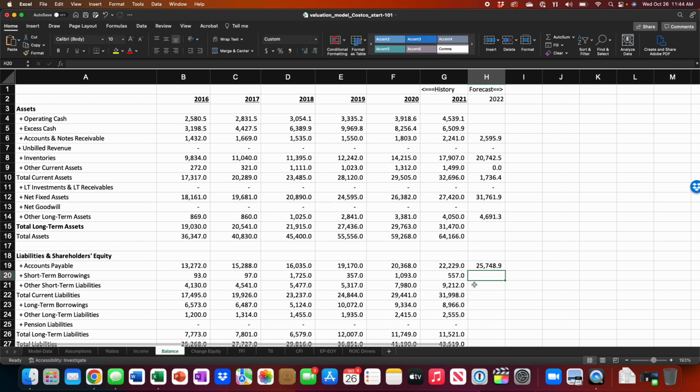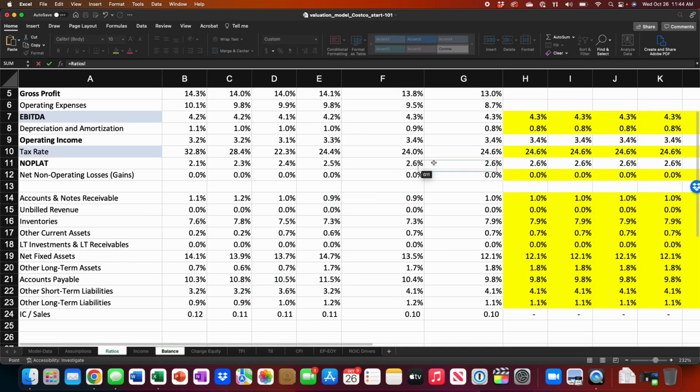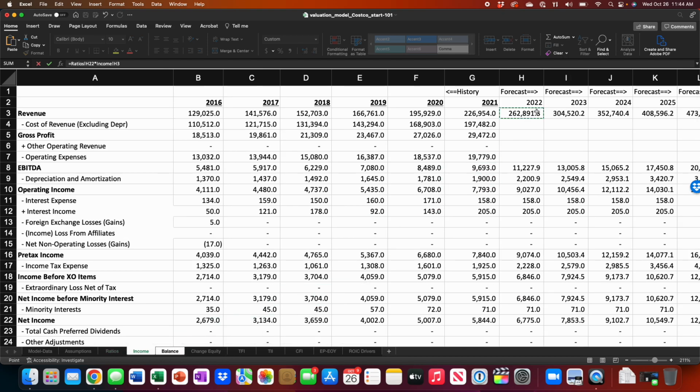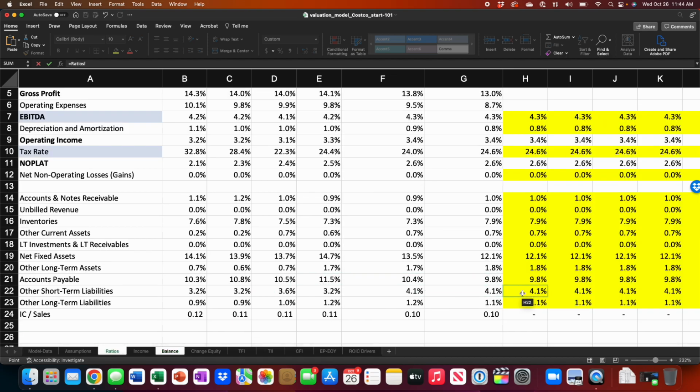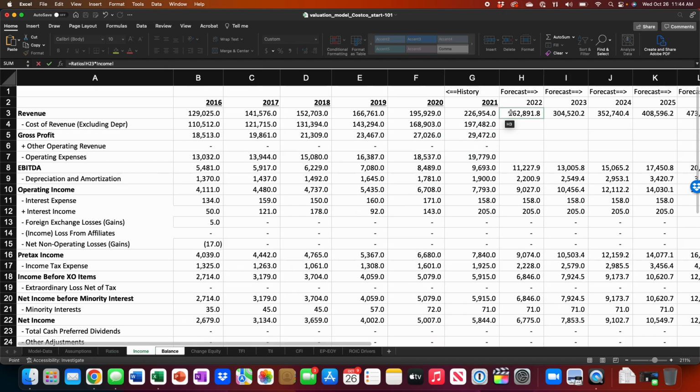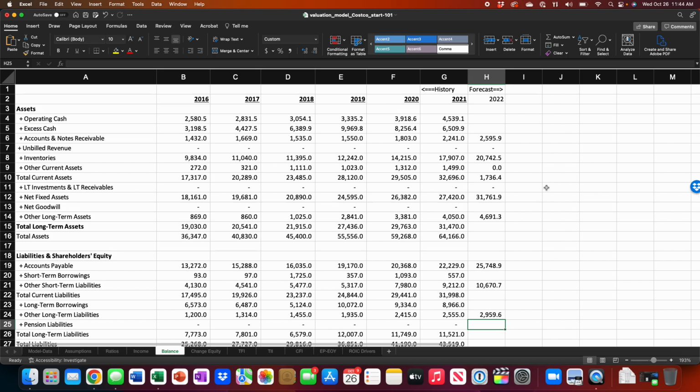Then we have other current liabilities or short-term liabilities equals, just row 21, ratios H22 times income H3. And finally, we have other long-term liabilities equals ratios H23 times income H3. All right, so very quickly, we have forecasted those balance sheet ratios as a percentage of sales and turned them into a dollar forecast.